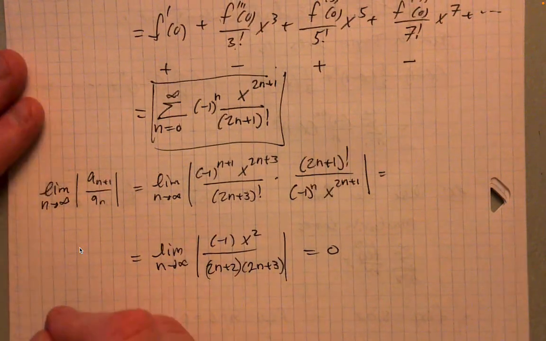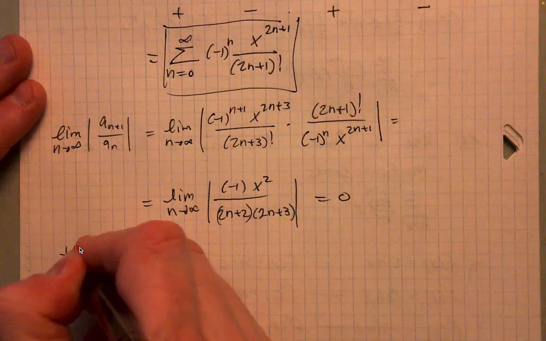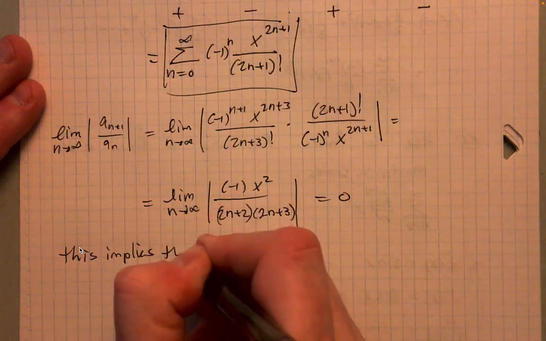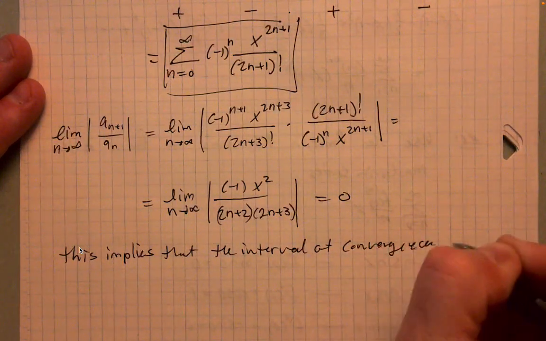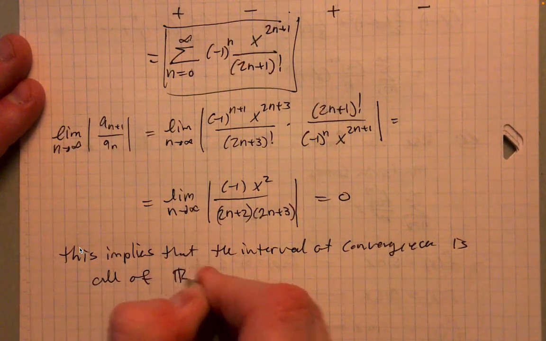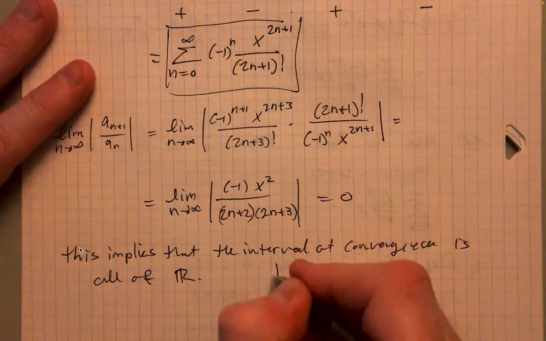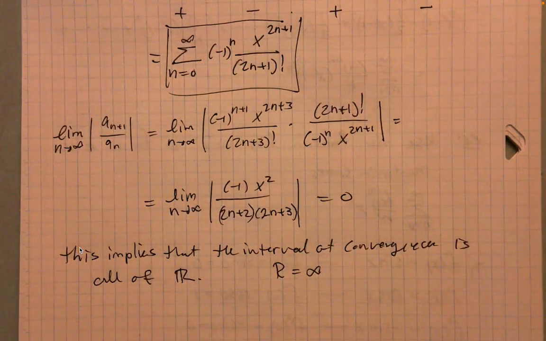Okay, so what does that imply, right? This implies that the interval of convergence is all of R, all real numbers. Basically, the radius of convergence is infinite, and the series converges for every real number. Okay, so this is great, right? This gives us a really quick way to generate a power series using the methods that we've previously explored, of Taylor polynomials. And we call them Taylor series.